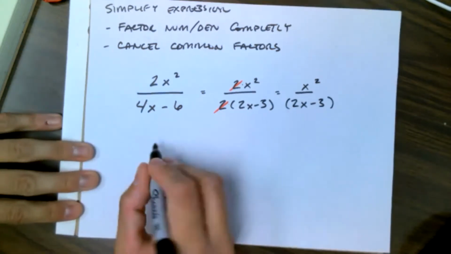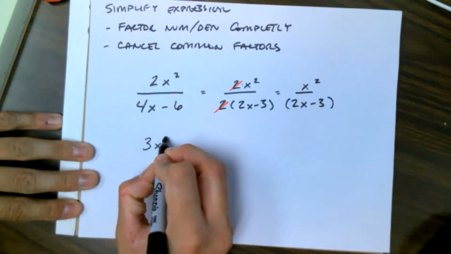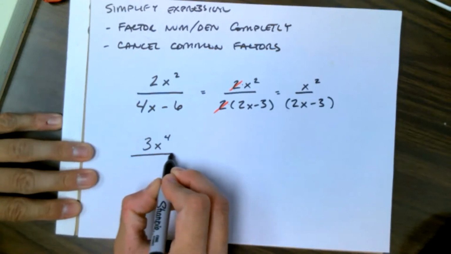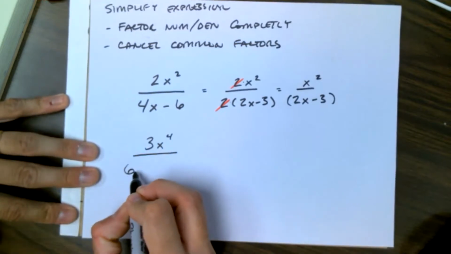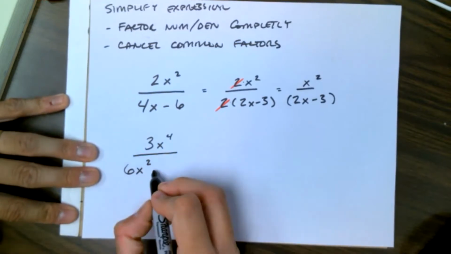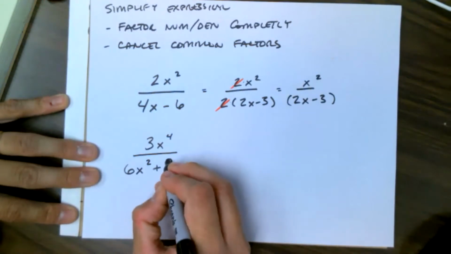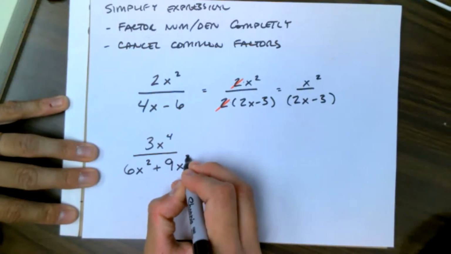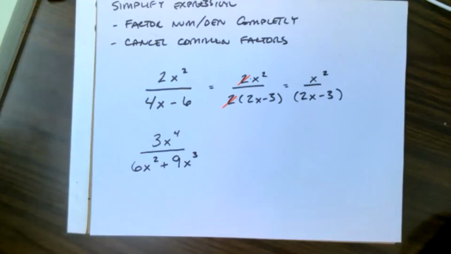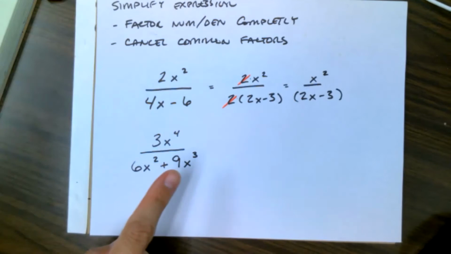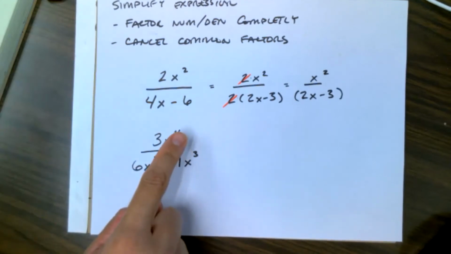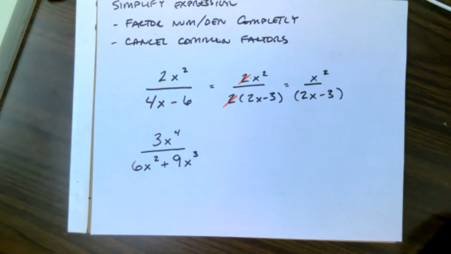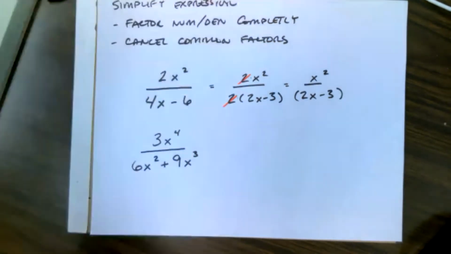So let's say I've got 3x to the 4th over 6x squared plus 9x cubed, okay? And right now, before we get started, I can tell you, look, all 3 of these are divisible by 3. Do you see that? And then I can tell that all of them have x's. So there's going to be a lot of canceling going on. Let's just show you how that happens.